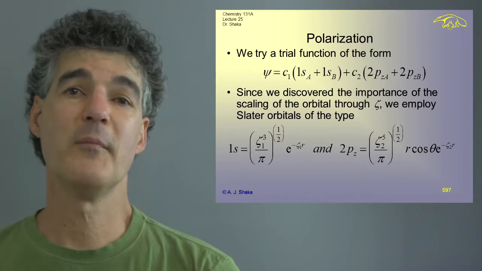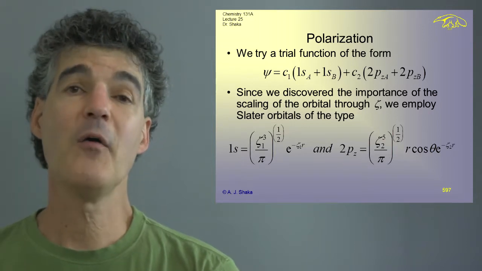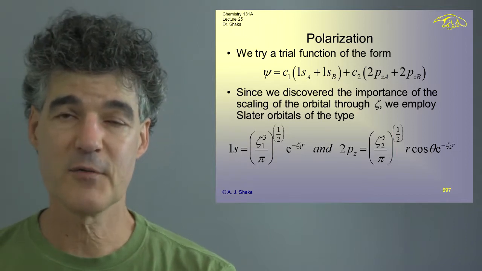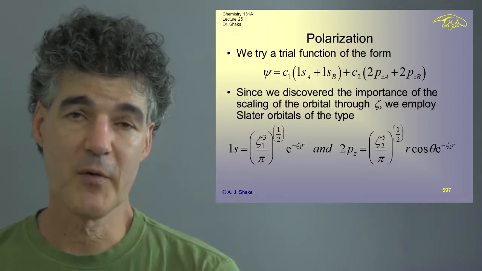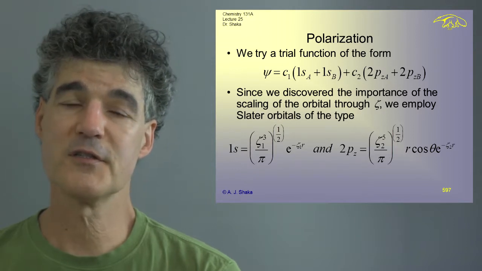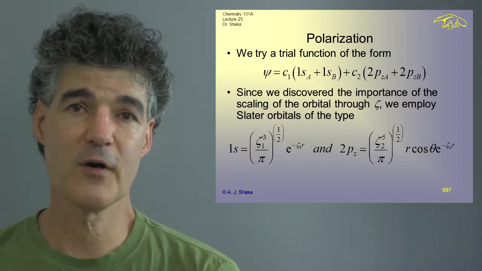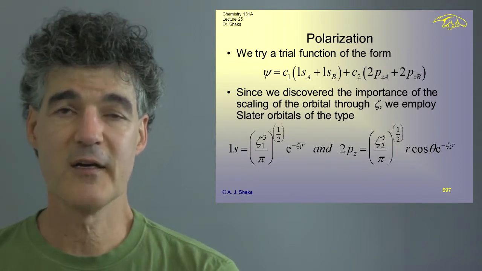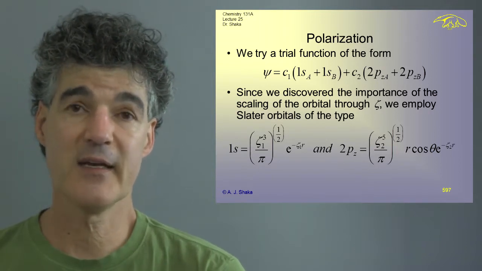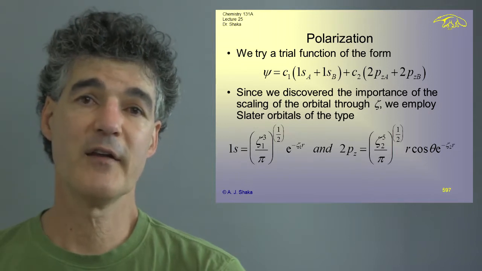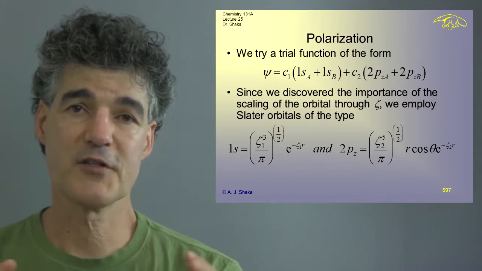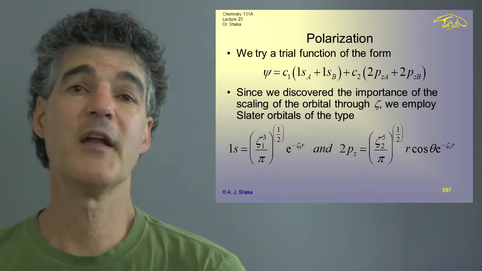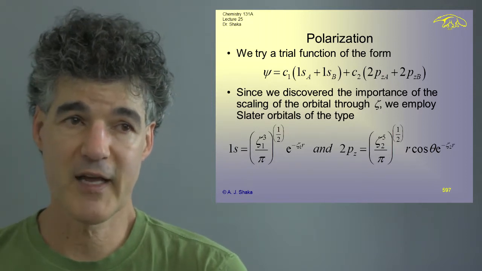We know from experience how important this parameter zeta, the funny Greek squiggle, is in the exponent, and so we're going to just straight away use Slater orbitals. We aren't going to just stick to the hydrogen-like wave functions, because we've seen that every time we allow zeta to vary so that things can stretch out a little bit, we get much, much better results. So if we're trying to get better results, we might as well put zeta in.